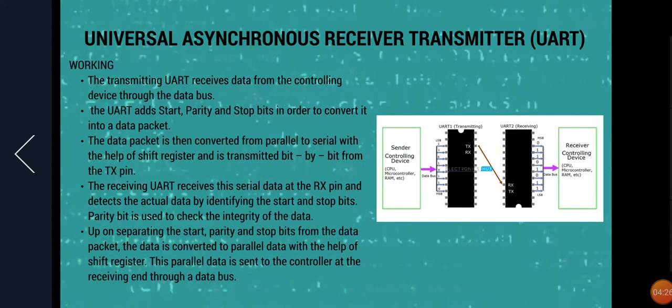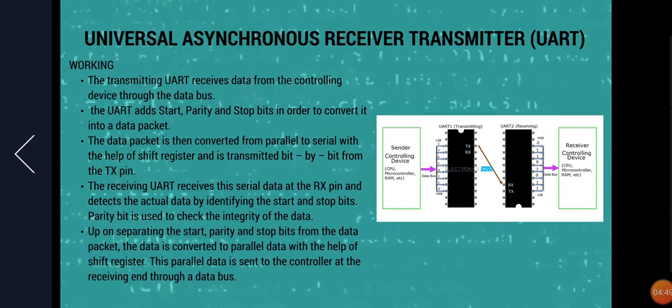So let's see the working of UART. The transmitting UART receives data from the controlling device through the data bus. The UART adds start, parity and stop bits in order to convert it into a data packet. The data packet is then converted from parallel to serial with the help of a shift register and is transmitted bit by bit from the TX pin, that is, the transmission pin.